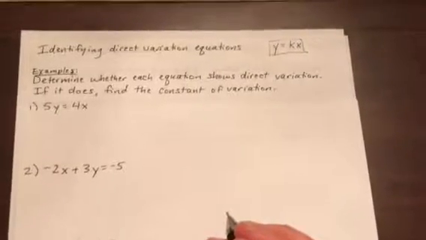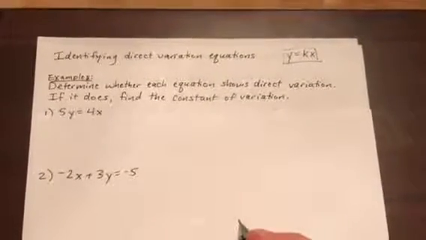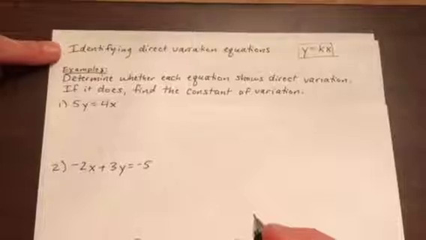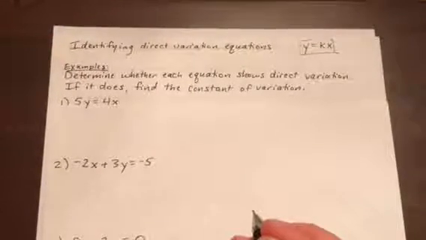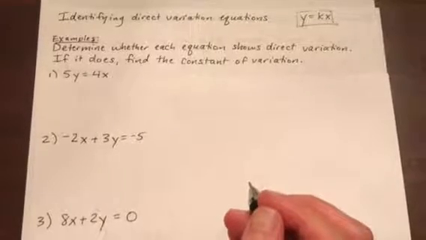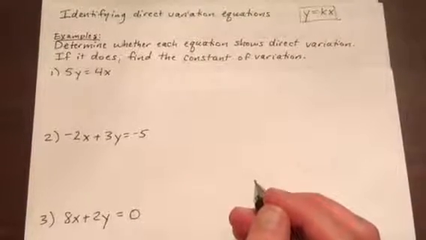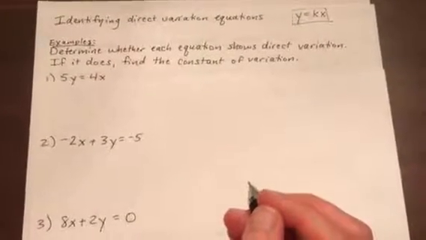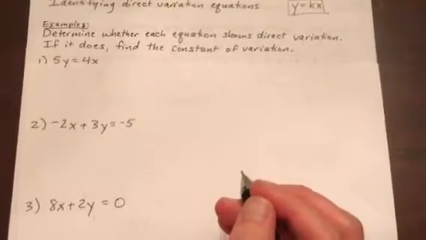This is Math 97, Quiz Topics 3, Identifying Direct Variation Equations. First, it's important that we know what direct variation is. Whenever we have a direct variation equation, that means that y is some multiple of x.